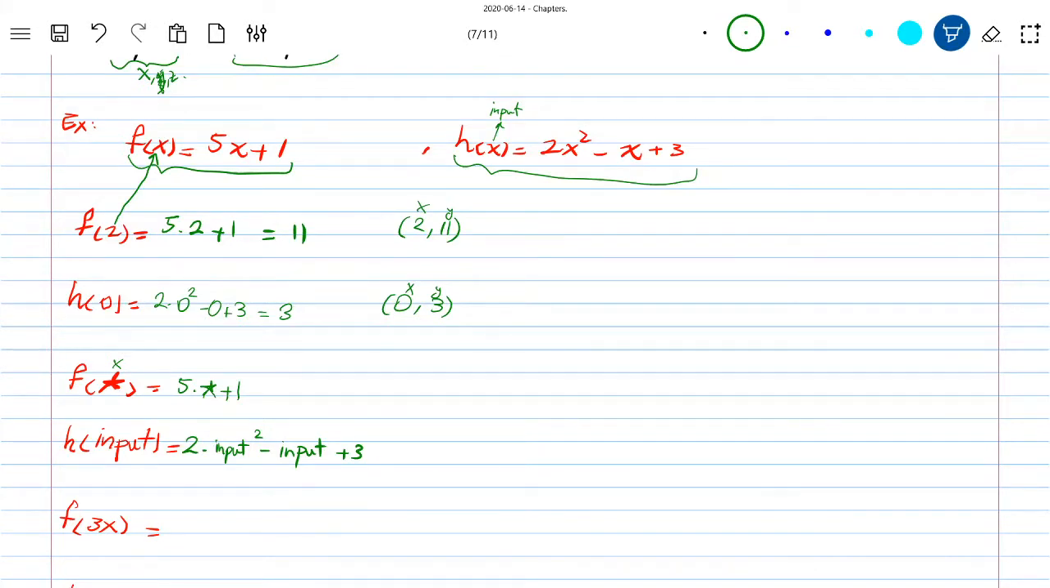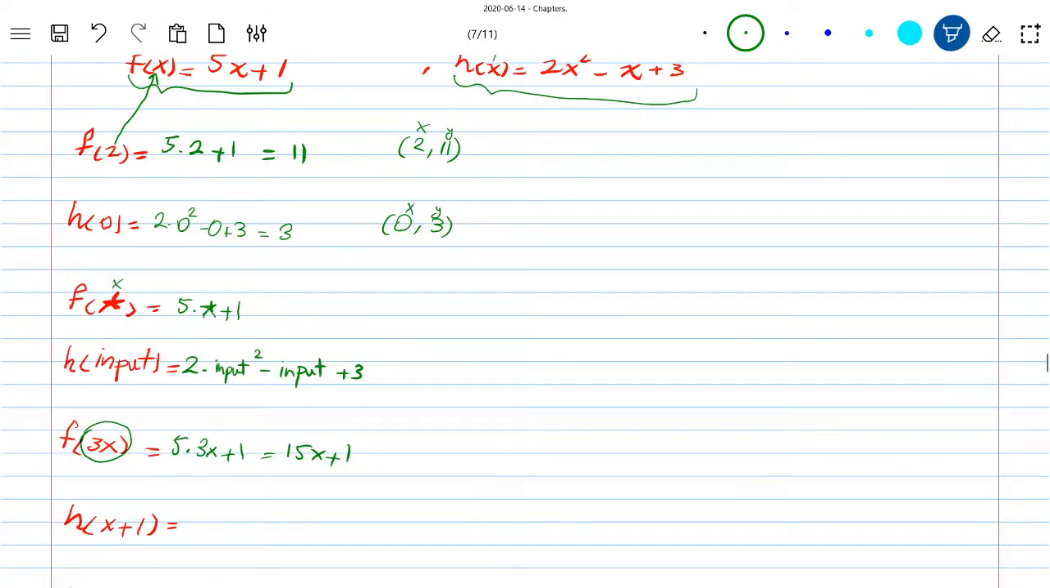How about f of 3x? This is your input inside the parentheses. So if you have 3x as an input into the function f, every time I see x, I'll replace it with 3x. So instead of 5x plus 1, I should replace 5 times, instead of x, I have 3x now, plus 1. You can simplify it and say this is 15x plus 1. This is actually called the composition of 2 functions. You have a function inside another function.